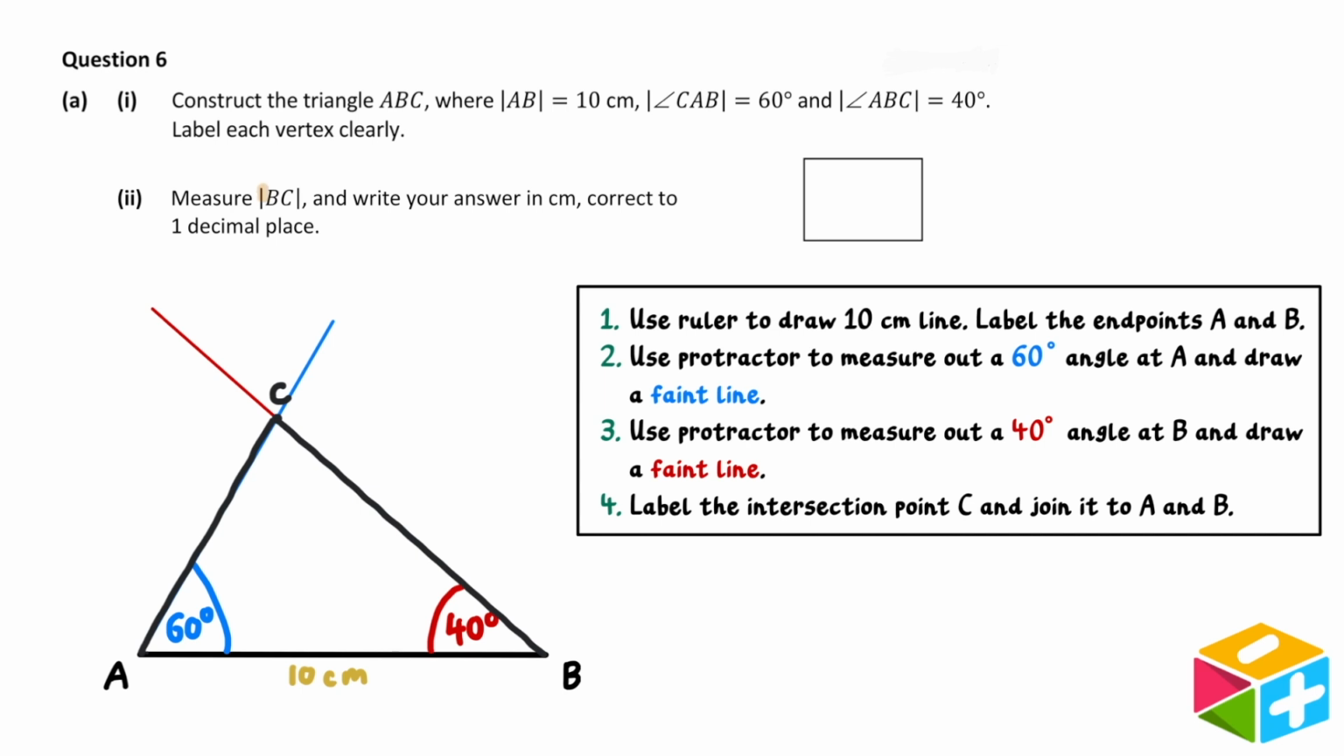In part 2, we're asked to measure the length of the line BC. Well, we have our triangle drawn, so all we have to do is to get out our ruler and measure the distance from our point B to our point C. Doing this gives an answer of approximately 8.8 centimeters. So this is what we'll write into the answer box.